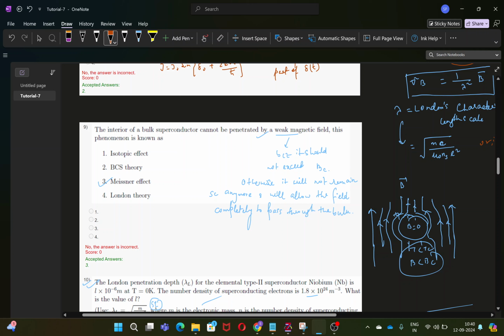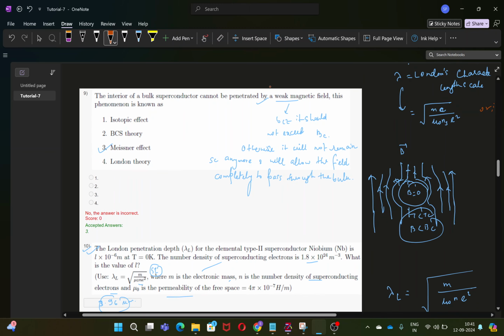Then question number 9 is about the interior of a bulk superconductor cannot be penetrated by a weak magnetic field. This phenomenon is known as, no doubt, Meissner effect, because Meissner effect is the effect that tells you for the first time that superconductors are perfect diamagnets. No magnetic field can either penetrate or enter inside the superconductor. Okay.